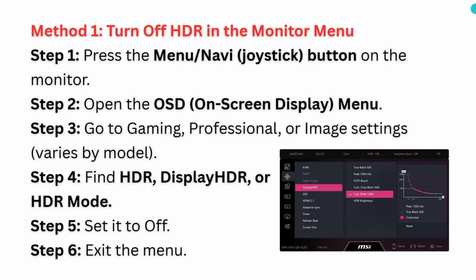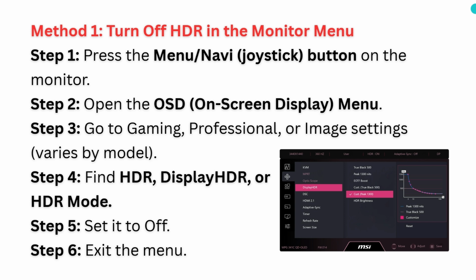Method 1. Turn off HDR in the monitor menu. Follow the below steps. Step 1. Press the menu or Navi joystick button on the monitor. Step 2. Open the OSD on-screen display menu. Step 3. Go to Gaming and select Professional or Image settings. It may vary by model.